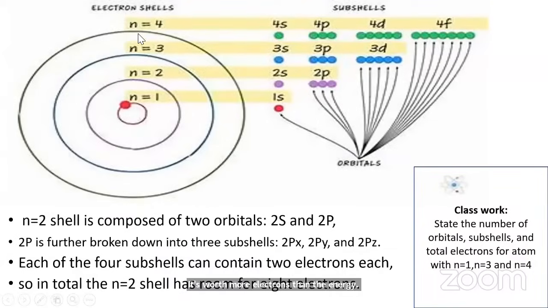Now let's go further to n equal to 4. For n equal to 4, this implies that we are in the 4th energy level. Now let's look at the orbitals that we will find here. The orbitals that we will find here are the 4s, the 4p, the 4d, and the 4f orbitals. So the electrons here will find themselves in this 4th energy level. And again, the number of electrons here will be greater than the number of electrons found in energy level 3.